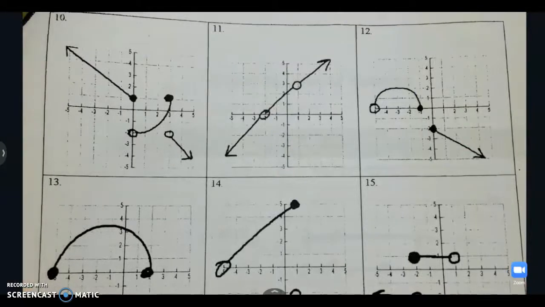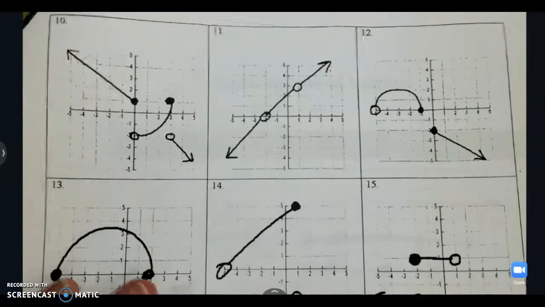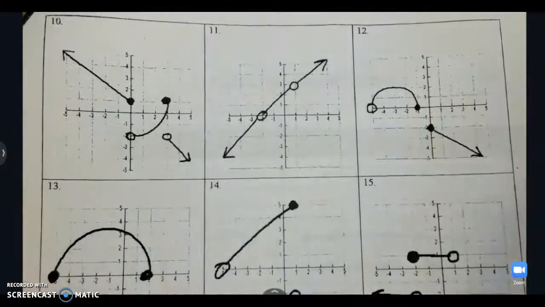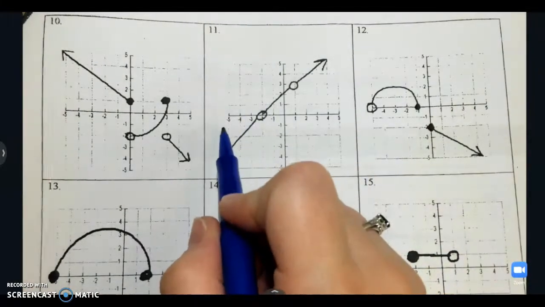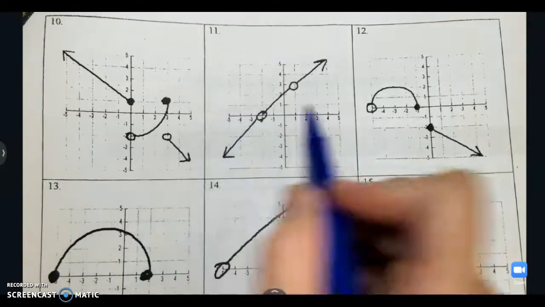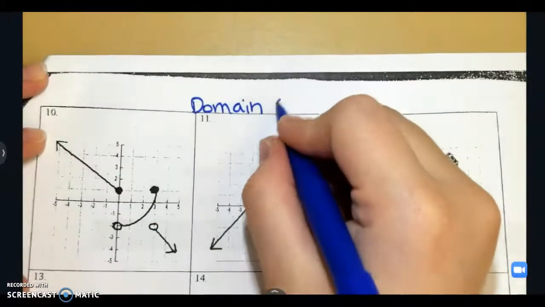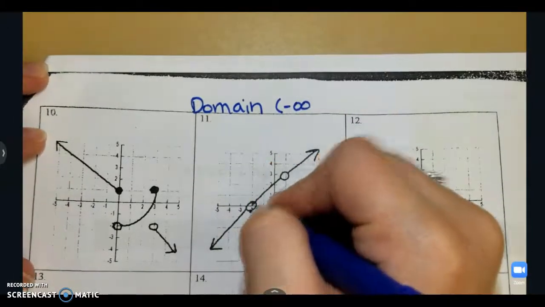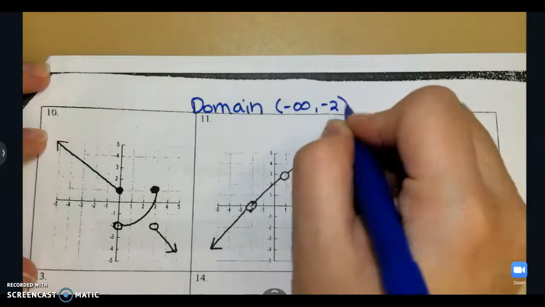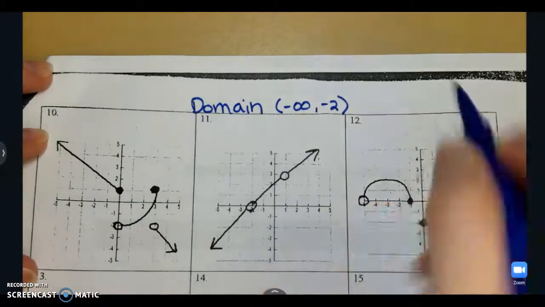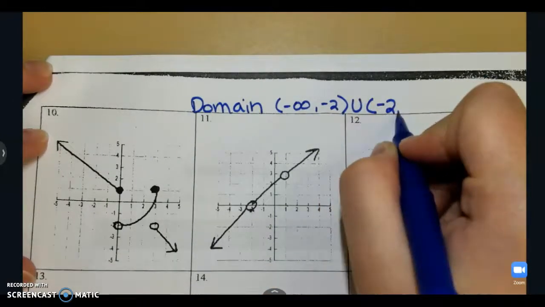Okay. I want to talk about some other situations where our open circles are going to interfere with our domain and range. So this is the front side of that third page in your packet, and we're going to take a look at number 11. So first, for our domain, we're going to be going from negative infinity to, we have an open circle here. So our domain on number 11 is going to be from negative infinity, we use parentheses on infinity, to negative 2. And that is going to be a parentheses because it is an open circle. Then we have from negative 2 to positive 1, so union, negative 2 to positive 1.